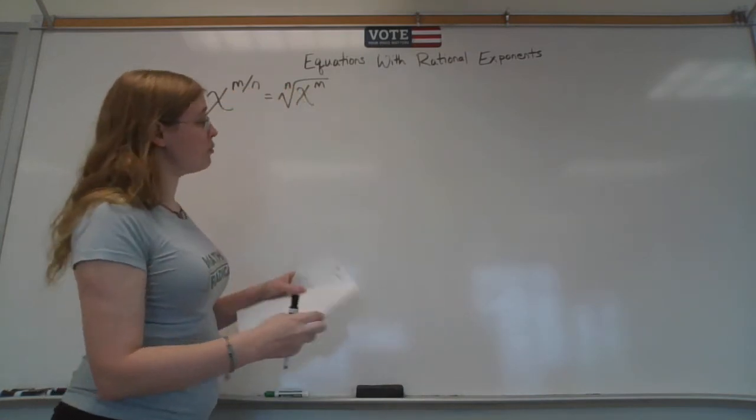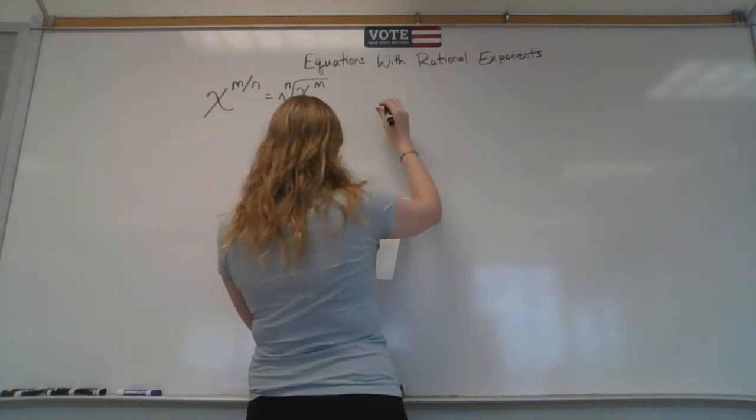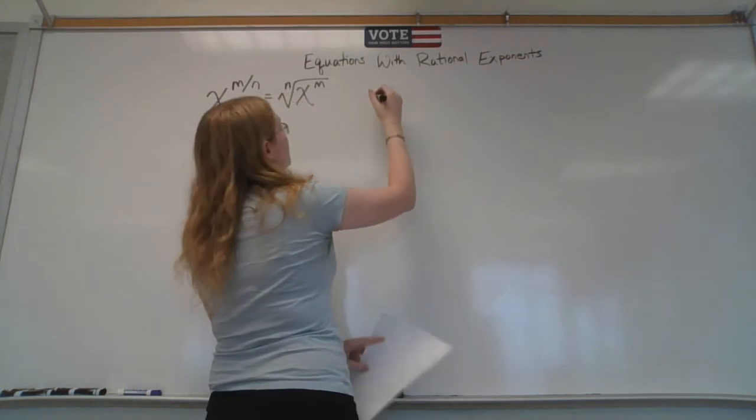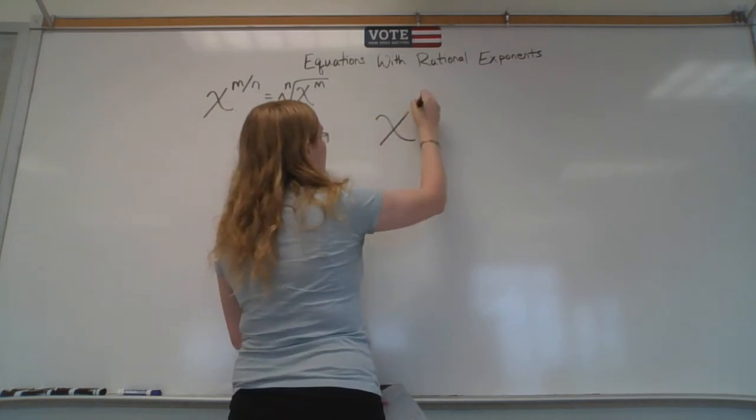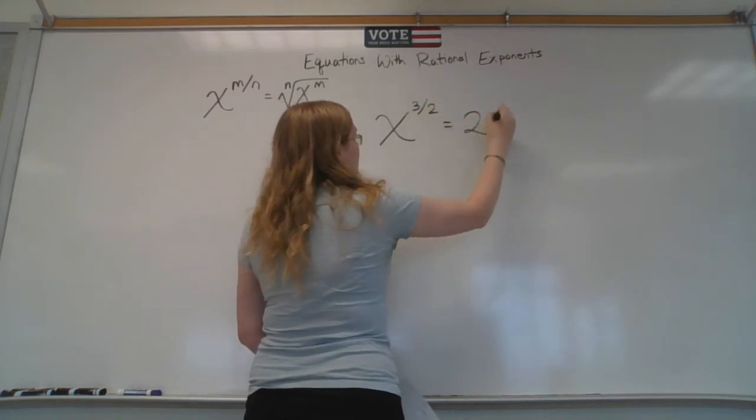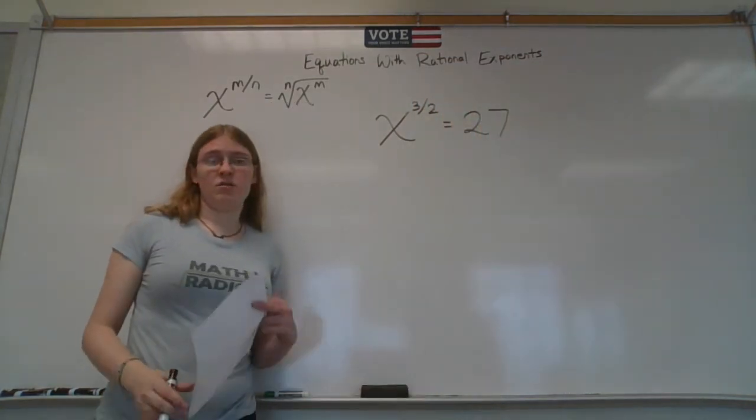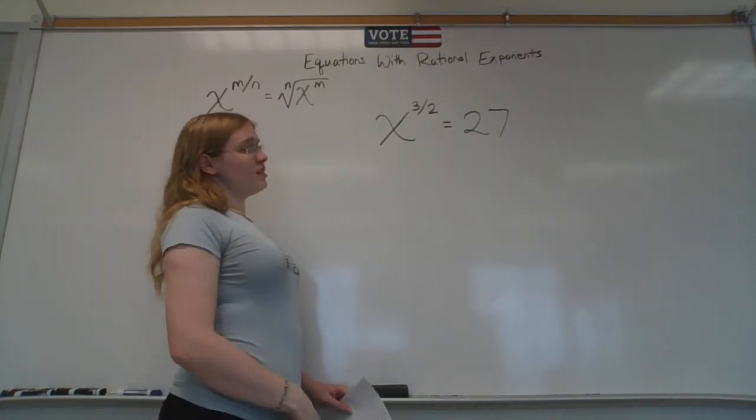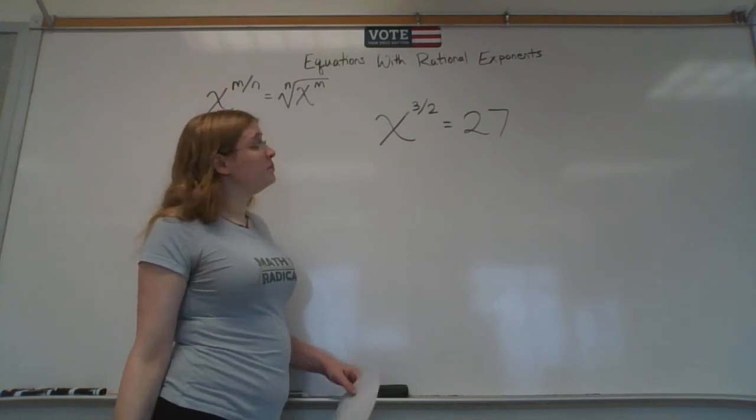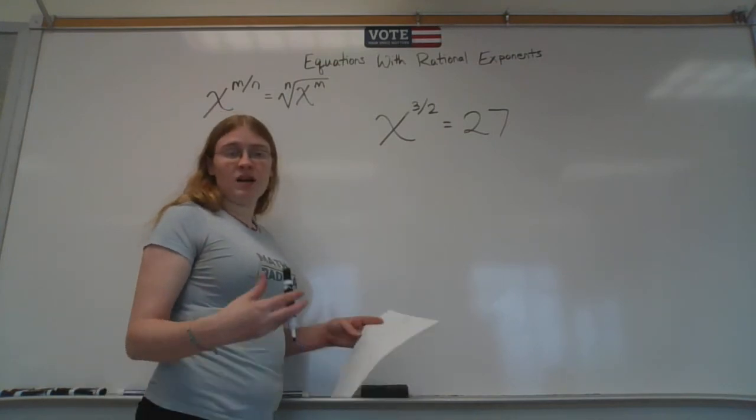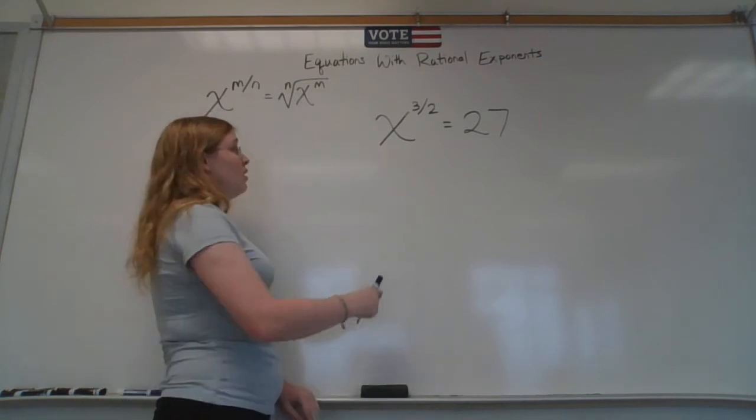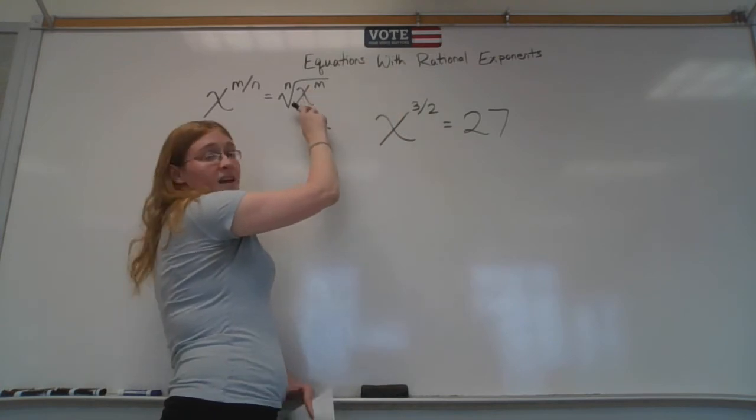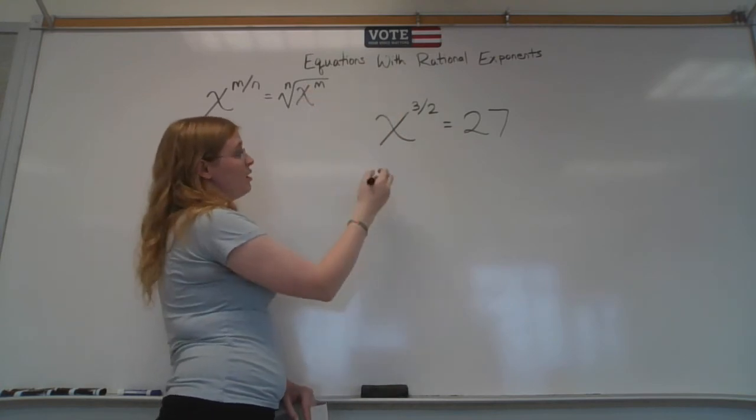So, starting with a real simple one: x to the 3/2 equals 27. If you were to say, what do you do to find the opposite, do the same to both sides, cancel stuff out, find x, you're not really sure what to do with this, right? But I can break it down so that it looks like this, and then I'll know what to do.